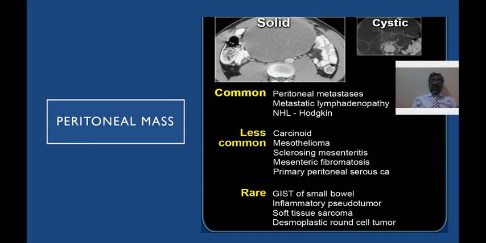Among less common retroperitoneal masses are carcinoid tumors, mesothelioma, sclerosing mesenteritis, mesenteric fibromatosis, primary peritoneal serous carcinoma, and among rare varieties are gastrointestinal stromal tumors of the small bowel, then inflammatory pseudotumor. Soft tissue sarcoma can also involve the peritoneal surfaces, and the last variety is desmoplastic round cell tumor of the peritoneum.